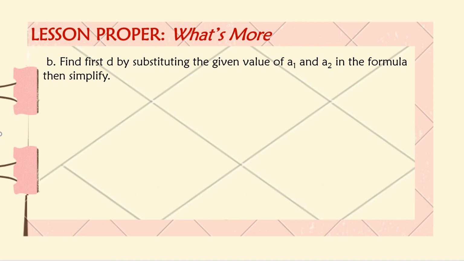Okay? So, by substituting the given value a sub 1 and a sub 2 in the formula, then simply, we have a sub n is equal to a sub 1 plus d times the quantity of n minus 1. So, yung a sub n natin is 85 is equal to 30 plus d times the quantity of 2 minus 1. So, yung common difference natin is 55. Or simply, kung babalikan natin, just subtract the first term to the second term. So, makukuha na natin yun agad.